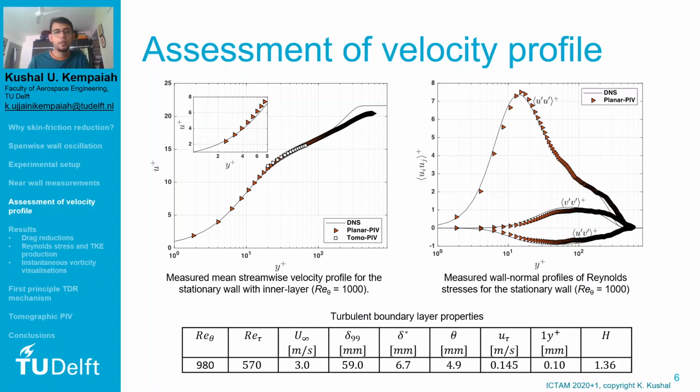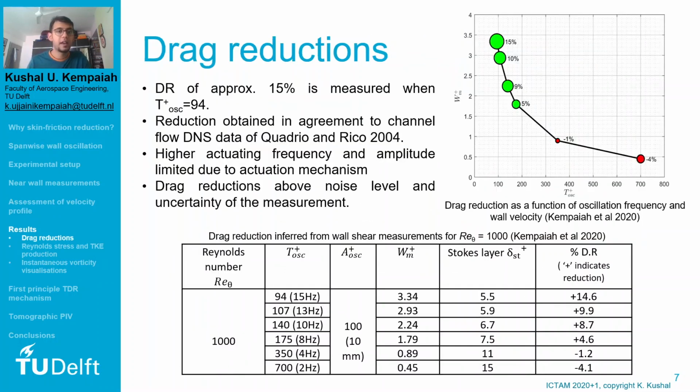So now that we have a turbulent boundary layer at Reynolds number of Re theta 1000 and with the ability to measure the near wall region, it was important to quantify the drag reductions that were obtained. And the figure on the right shows the results that were obtained compared with the T plus and W_m plus, similar to that of Quadrio and Ricco.